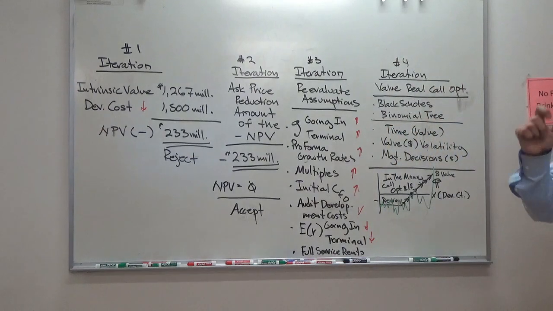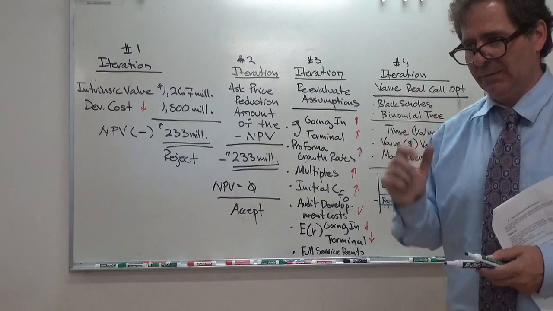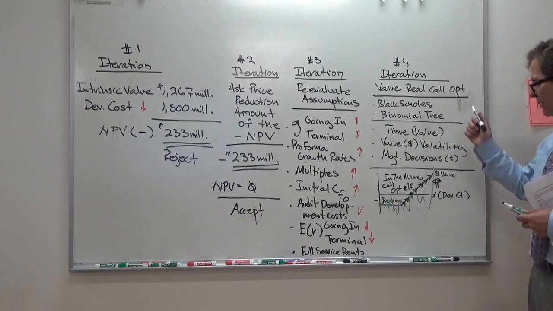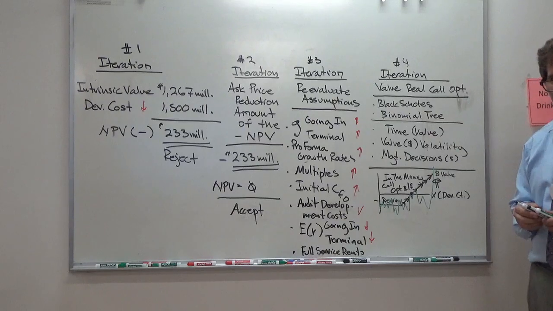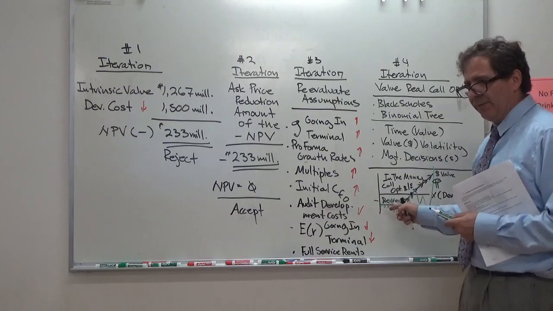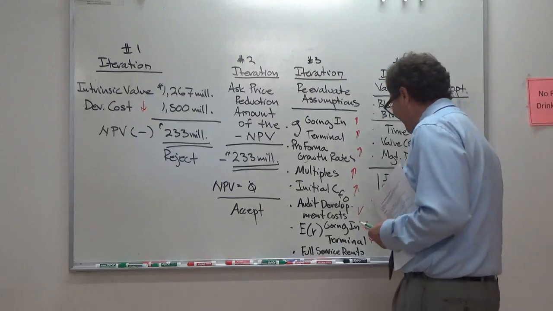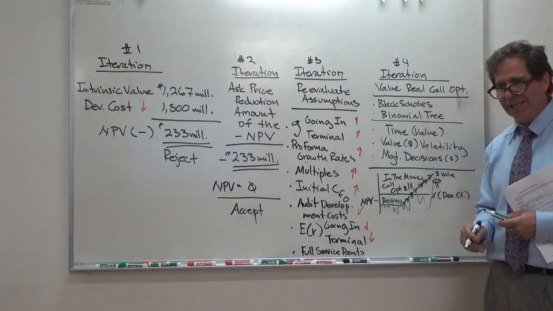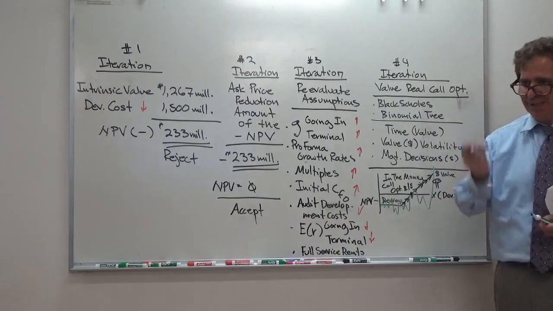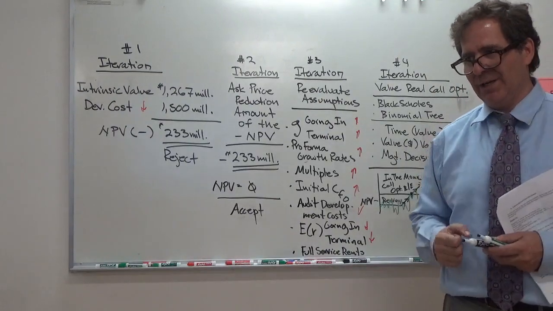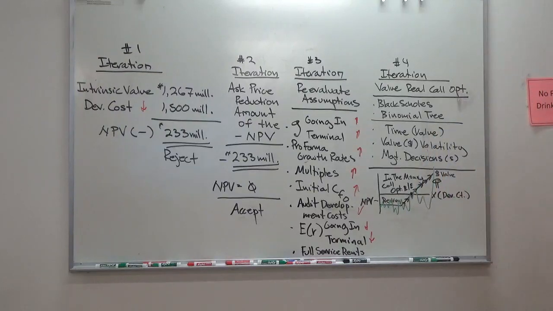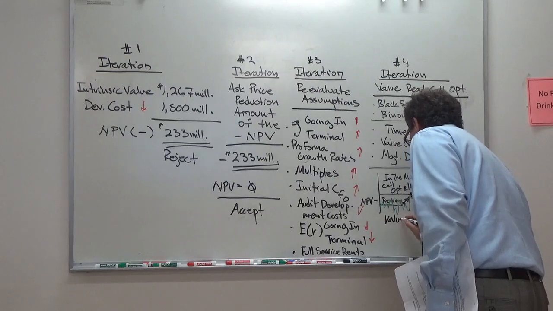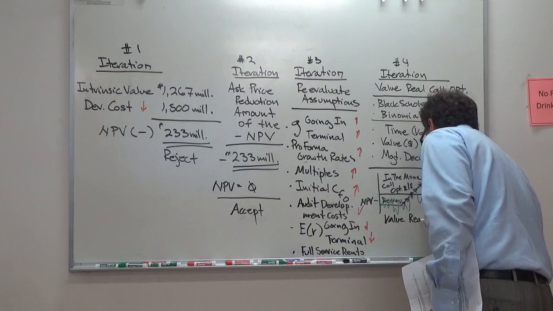And you can justify overpaying for a building if you understand and you can calculate a real call option value. Because the premium that you would pay is the negative net present value. So the negative net present value is the premium that you basically are paying for that real call option. Okay? So the question is what is the value of the real call option?